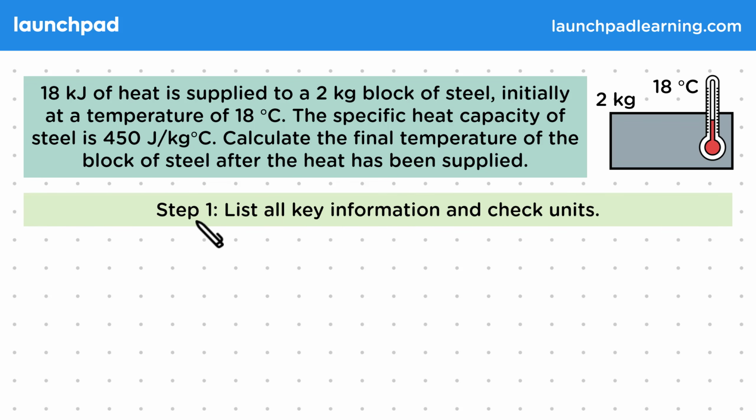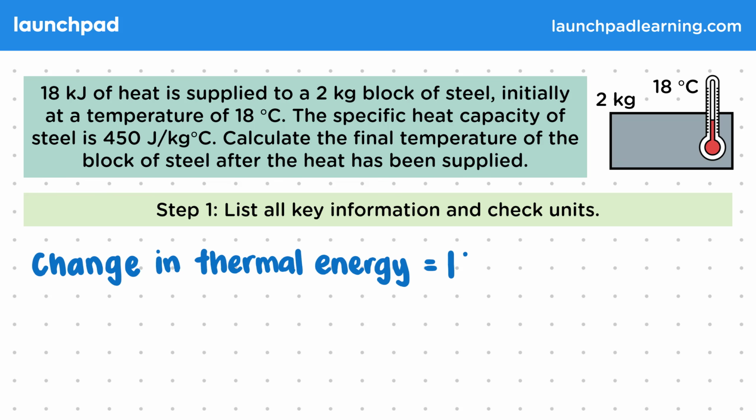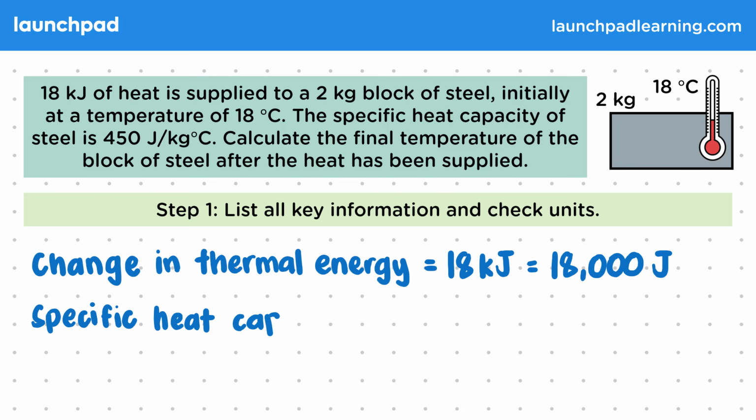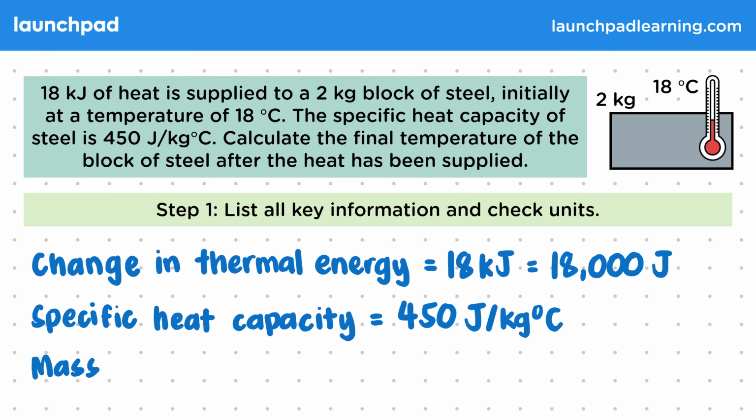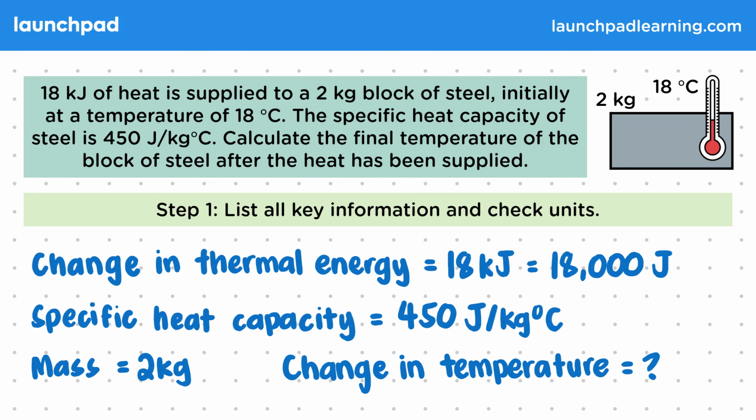So for the first step, let's list out all the key information and check the units. The change in thermal energy is given to be 18 kilojoules. Now in our equation we use joules, so we need to convert this so it matches. So that is 18,000 joules. The specific heat capacity is then given to be 450 joules per kilogram degrees Celsius. And the mass is given as 2 kilograms, and we want to find out the change in temperature.